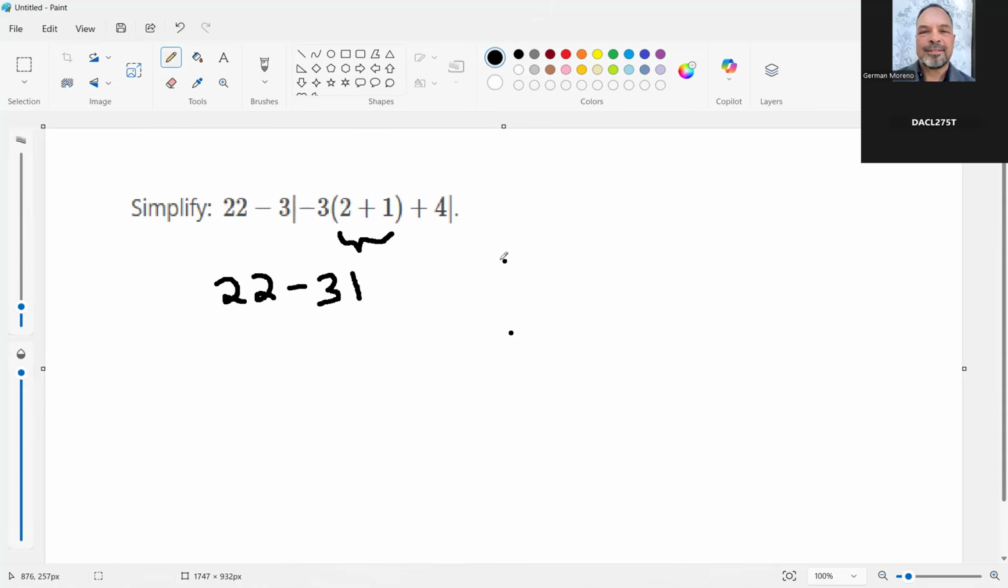The absolute value is a parentheses, or a type of parentheses. It's called a grouping symbol. But I'm going to keep this -3 here, which is this one here. And then I'm going to work on the 2 plus 1, which is 3. Now I'm going to put it in parentheses just to keep it kind of separate.